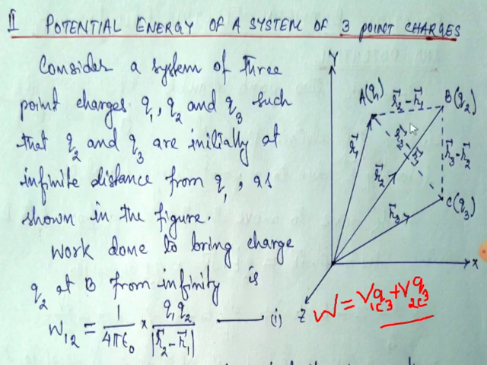And had there been any medium, then this would have been epsilon. Got it? And that epsilon is nothing but the relative permittivity of that medium, right?